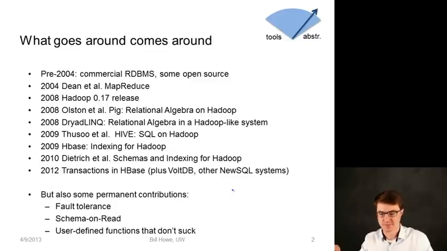NoSQL systems. Before 2004, you had the big 3 relational database vendors plus some open source solutions like MySQL and PostgreSQL. Then arguably a big event in 2004 was when Jeff Dean and his colleagues published this paper on MapReduce at Google. If you haven't heard of MapReduce, we'll talk about it at length. And if you have, bear with me.